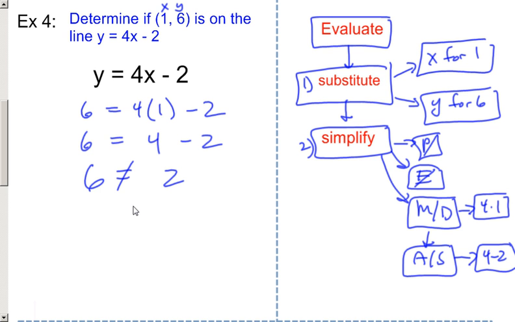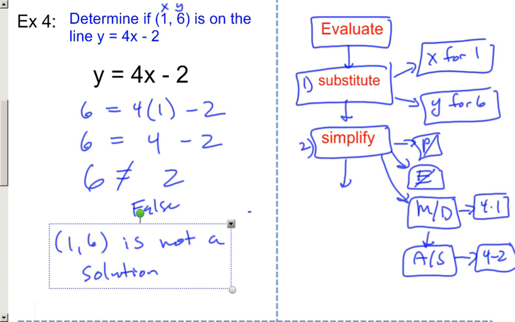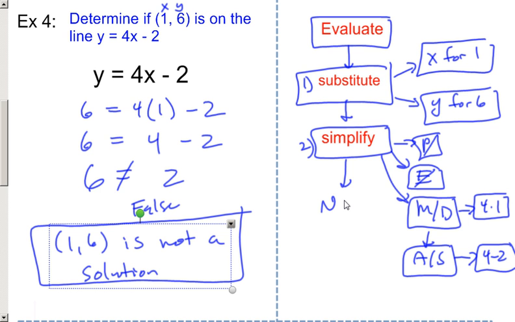Now this is definitely not true. So to determine our answer, we've already determined it. If (1, 6) is on the line y equals 4x minus 2, then these two sides would be equal. But since they are not, it's false, and therefore this is not a point on the line. So (1, 6) is not a solution. So the answer is no. It is not a point on the line.